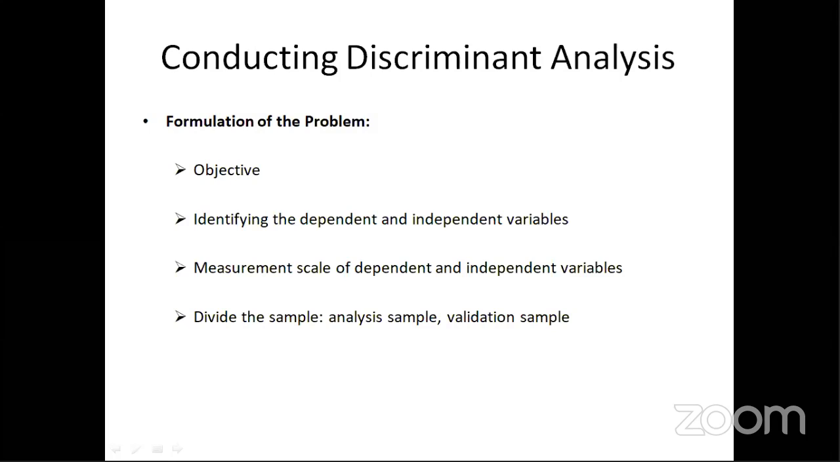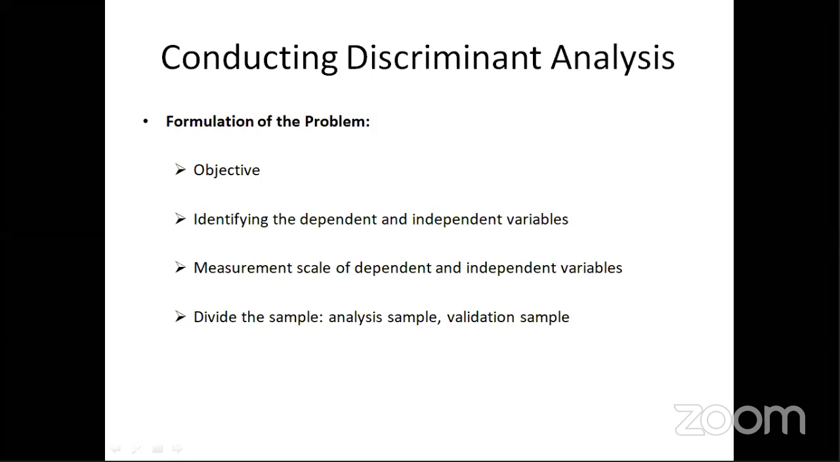For example, take the expenditure example: if you want to explain the expenditure of a household using the income of the household and the family size, here the expenditures are given in ratio scale, like 2000, 5000, 10,000, 15,000, 60,000. This information is given in a ratio scale, but in this situation you cannot apply discriminant analysis.